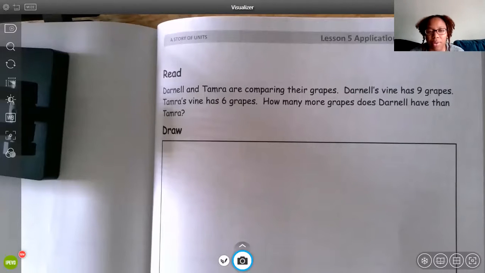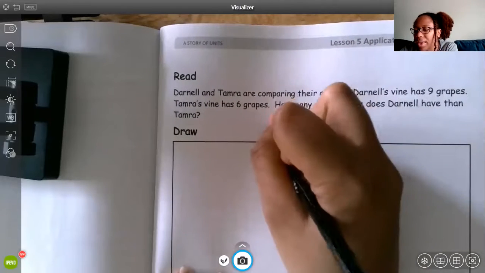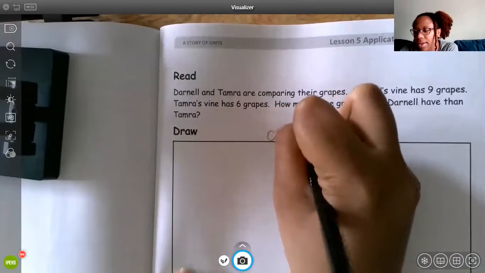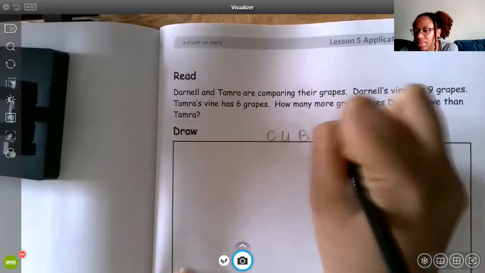So our word problem for today, since Darnell and Tamara are comparing their grapes. Darnell's vine has 9 grapes. Tamara's vine has 6 grapes. How many more grapes does Darnell have than Tamara? So I know this is a word problem. So I'm gonna go ahead and write my cubes down here.